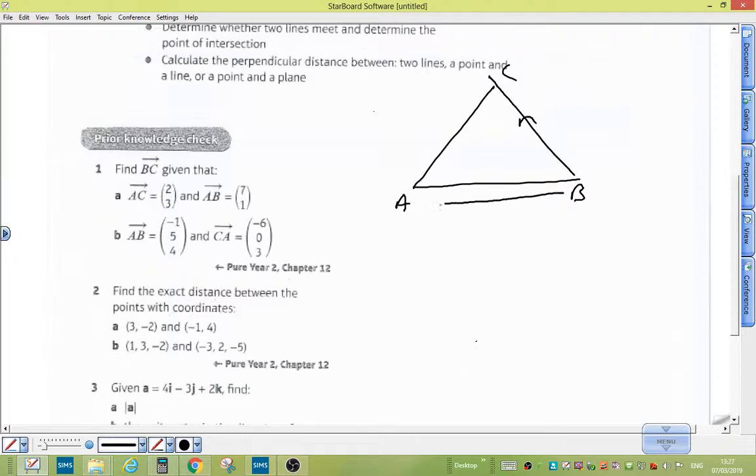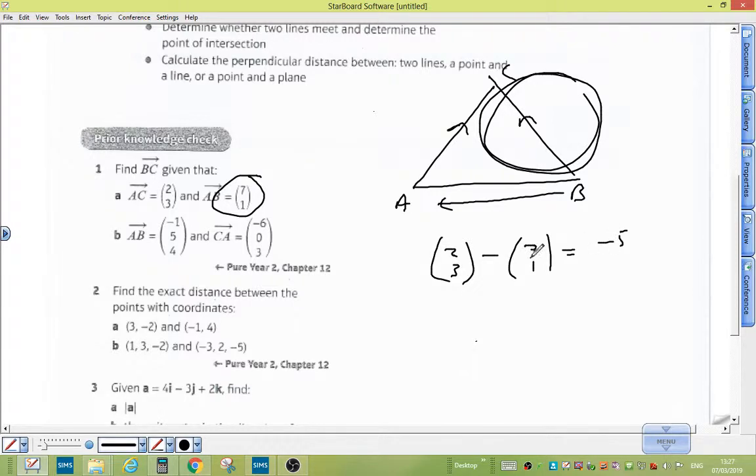you can clearly see you've got to go back along the AB vector, that's got to be negative, and then you're going up the AC vector. So it is simply 2, 3, and you are subtracting it from 7, 1. And that will give you this answer as a vector, which will be minus 5, 2. The length of it, well, I'd have to modulus that answer to find the length of it.